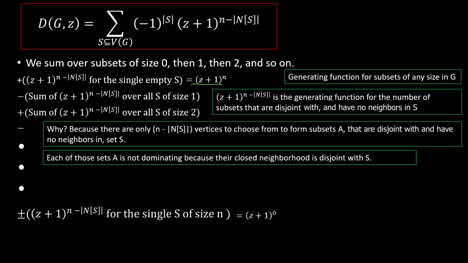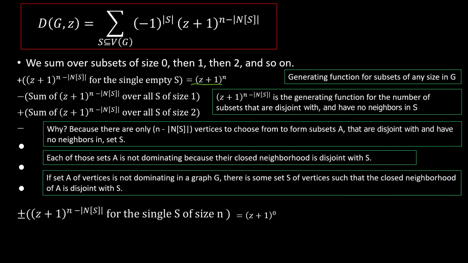This is a very important fact because each set whose closed neighborhood is disjoint with S is not a dominating set in the graph. It's also clear that if a set A is not dominating in a graph, then there has to be some subset of vertices S in that graph that is disjoint with A's closed neighborhood.